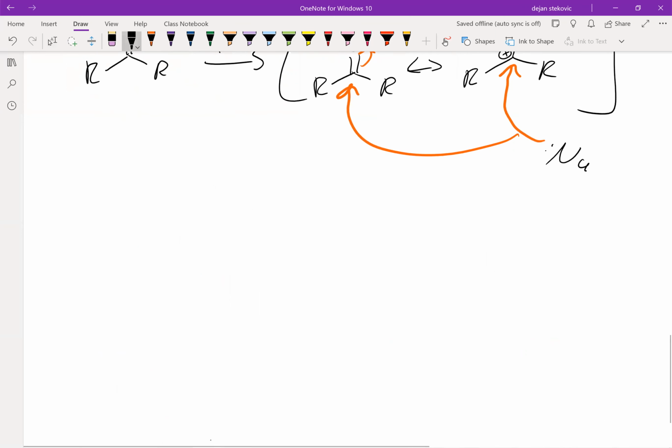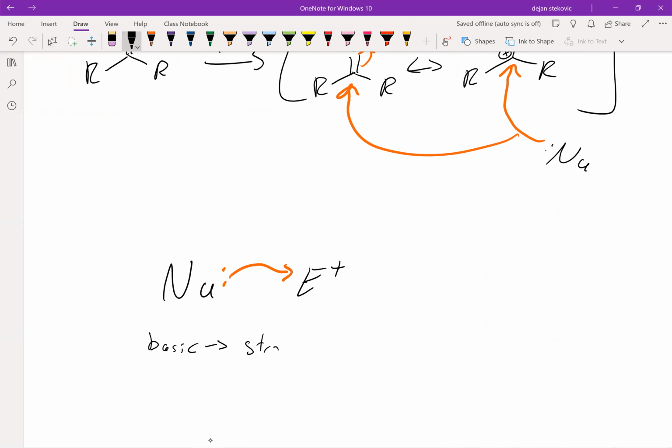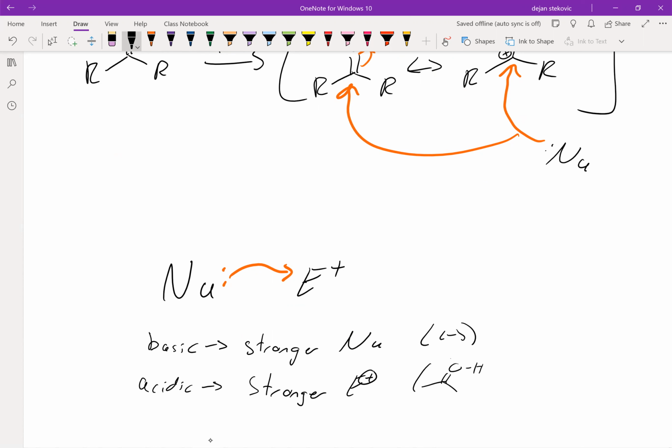And in both of these reactions, and in most of the reactions that we learn, it's just a nucleophile attacking our electrophile. So if we think about what's going on under basic conditions, we have a stronger nucleophile, right? Our nucleophile usually has a negative charge. Under acidic conditions, we usually have a stronger electrophile, right? Our oxygen is protonated, and so it has that positive charge. And so in almost all of our reactions, the nucleophile attacks the electrophile, and that's only going to happen if both of them are strong enough to do the reaction.